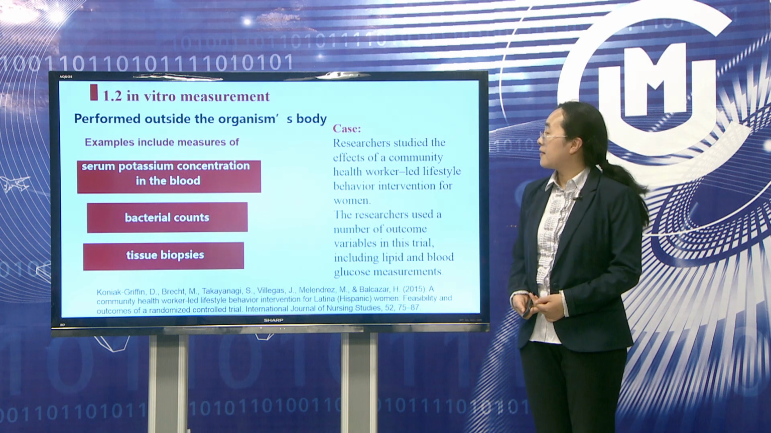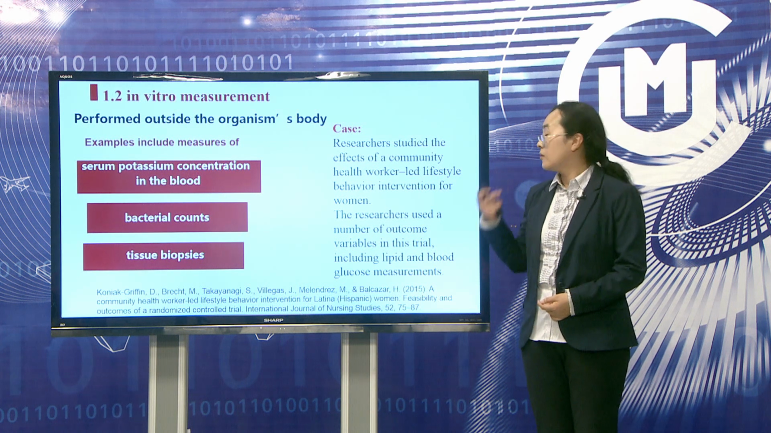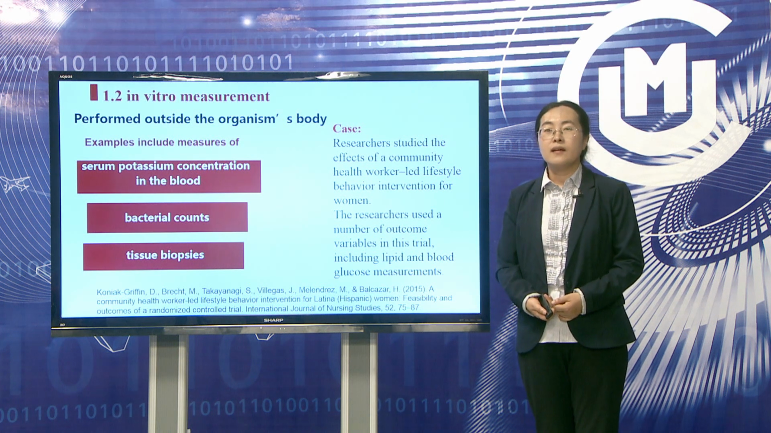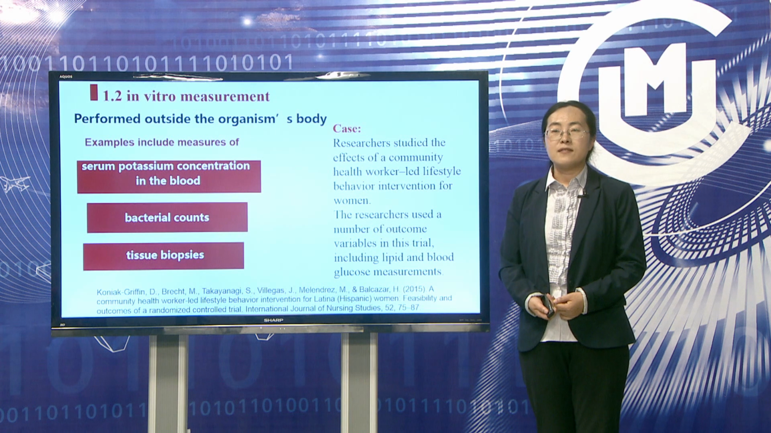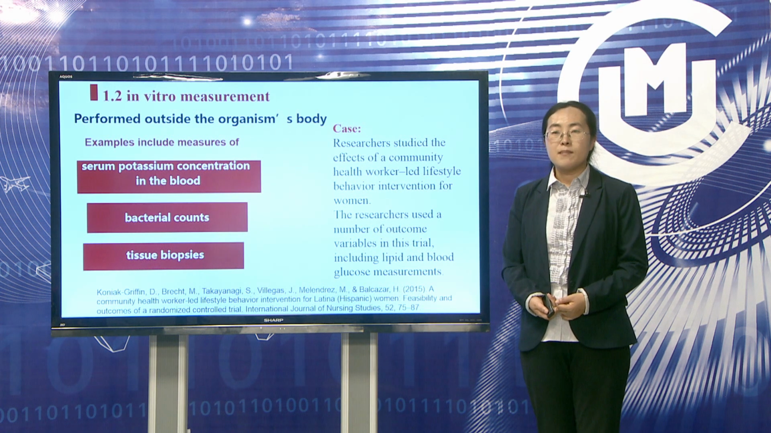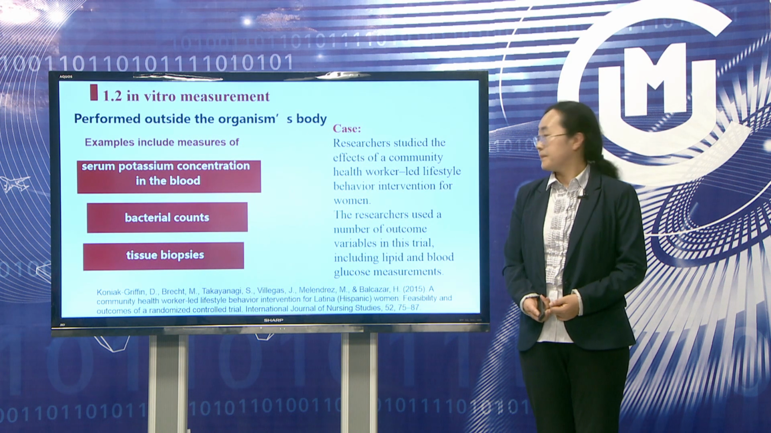Here is an example of a study with in vitro measures. Researchers studied the effects of a community health worker-led lifestyle behavior intervention for women using a randomized design. The researchers used a number of outcome variables in the trial, including lipid and blood glucose measurements.